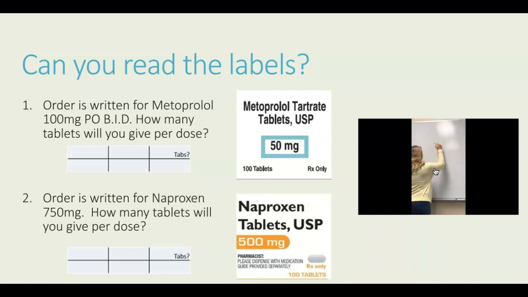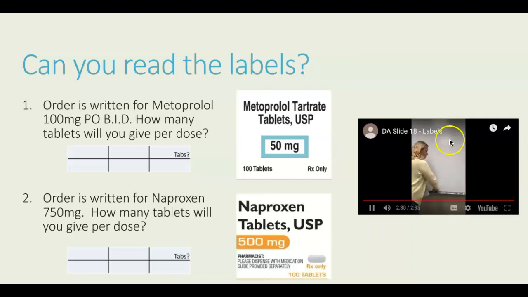So my order is for 750 milligrams, and it comes in 1 tablet, we've got 500 milligrams. And again, I've set this up so my milligrams cancel out, and I'm left with tablets all by itself. So I know I set my problem up correctly. 750 times 1 divided by 500. Again, if I can figure that out, it's going to be 1.5 tablets. We'll go with the next one.